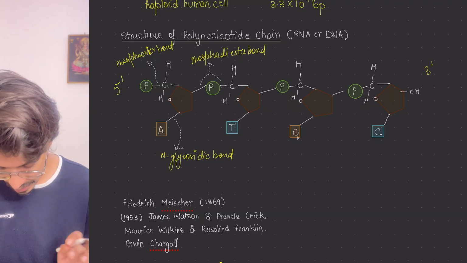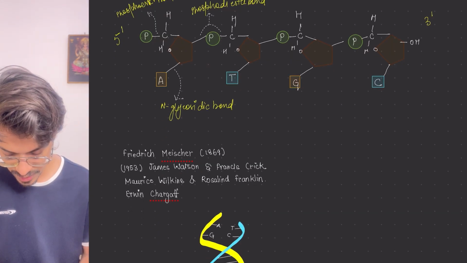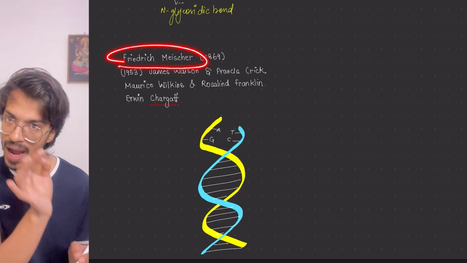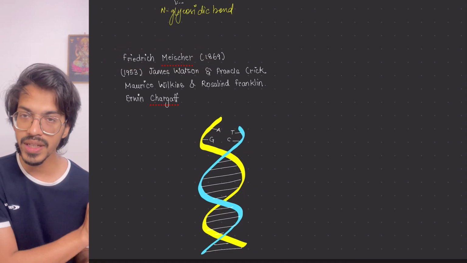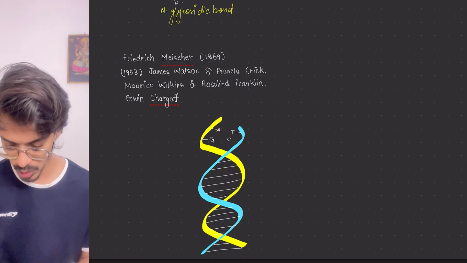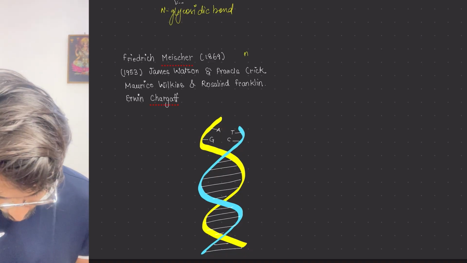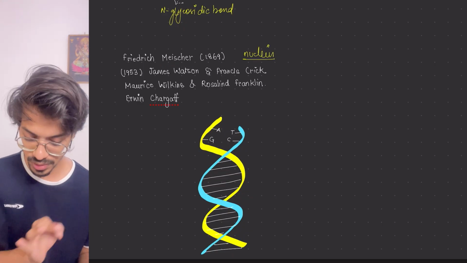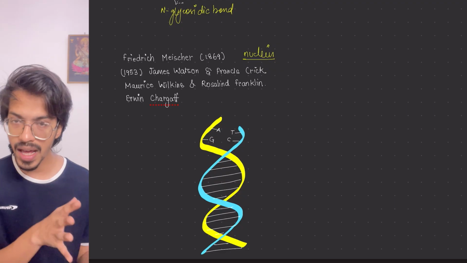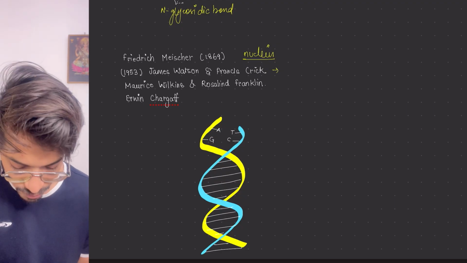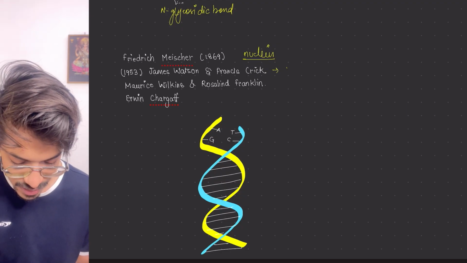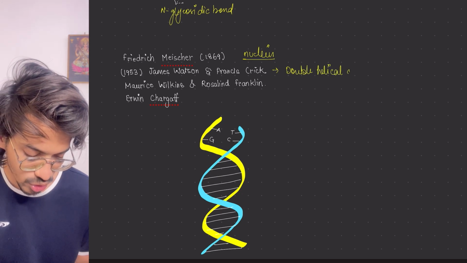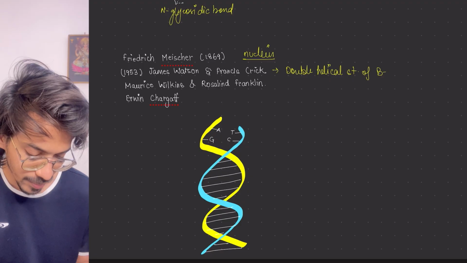Okay, then the next thing is basic things. We have to remember that Friedrich Miescher identified the acidic nature of it and named it what? Nuclein. Okay, so you have to remember that: nuclein. Then in 1953, what happened? James Watson and Francis Crick, they gave what? They gave the double helical structure of B-DNA. Double helical structure of B-DNA.